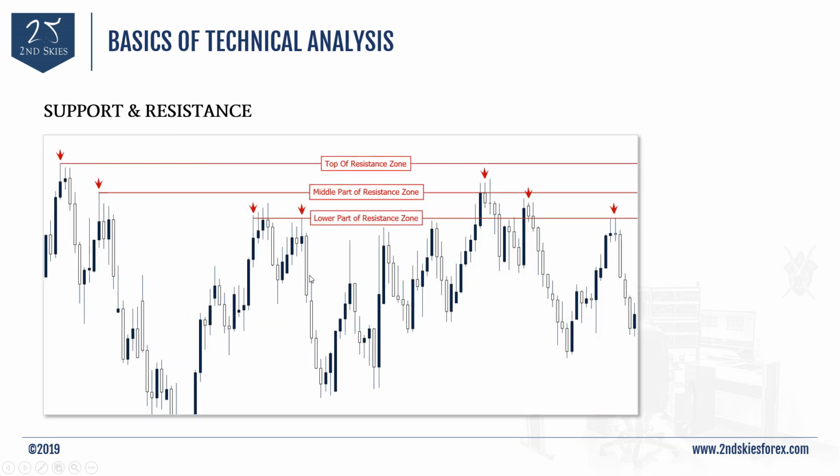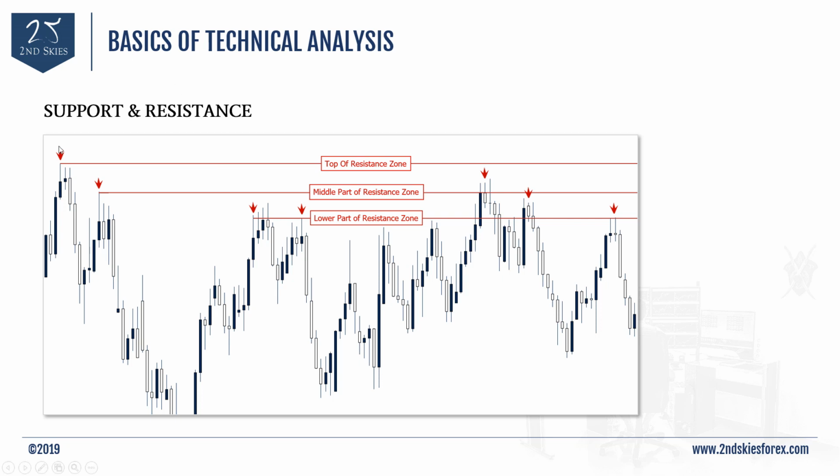Here's a good example of a very wide area of support and resistance. So they come in different shapes and sizes, similar to candlesticks. Support and resistance are the same in terms of variation. Sometimes they're wider or sometimes they're more narrow. In this case, it's a very wide resistance zone.